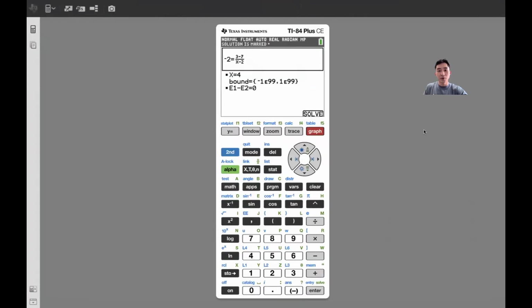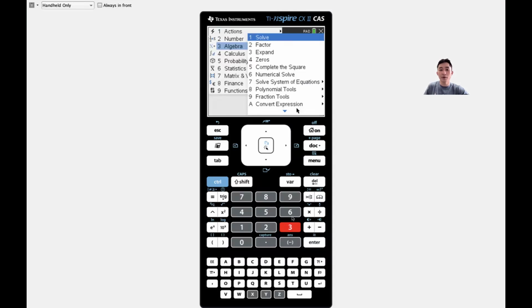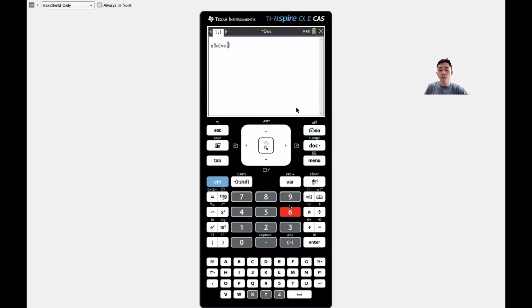But now let me show it in another calculator, which is the TI-Nspire, if you have it. So we're going to go into menu, and then we are going to go into algebra number 3. And then we are going to go to number 6, numeric solve. So we need to write similarly. It was equal to -2, and then we need to write the equal symbol. And we need to create the fraction. The top earlier was 3 minus 7, and on the bottom is k. We can keep it k, and then minus 2.